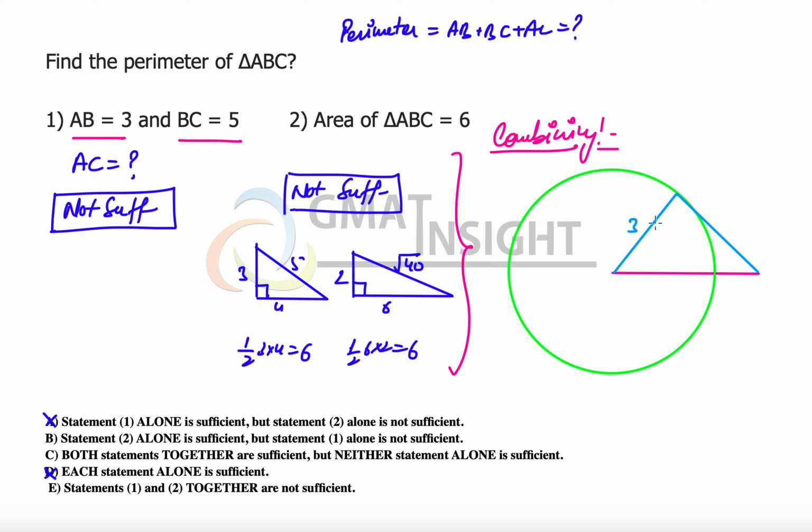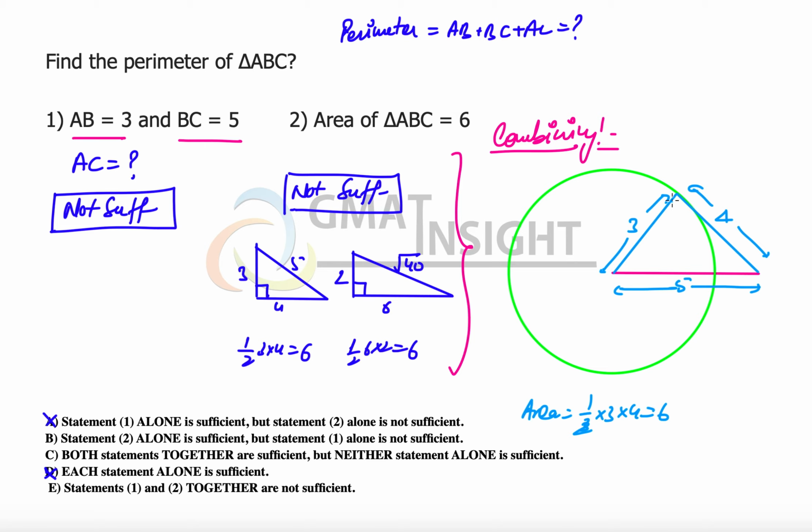This distance is 3 because it's the radius of the circle, and this line is 5 units and this is 4. Now with these three sides, the area of this triangle we know is equal to half of 3 multiplied by 4, which is equal to 6. But the question is, can we draw another such case in which two sides are 3 and 5 and still the area is 6, but the third side is different?